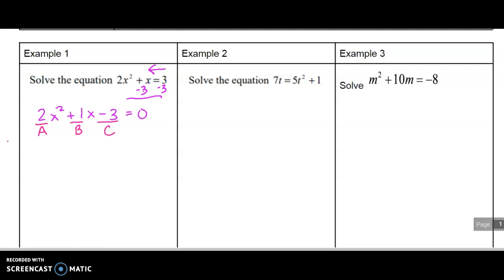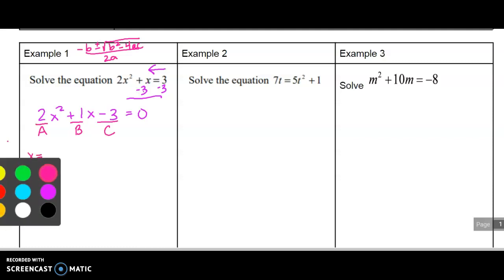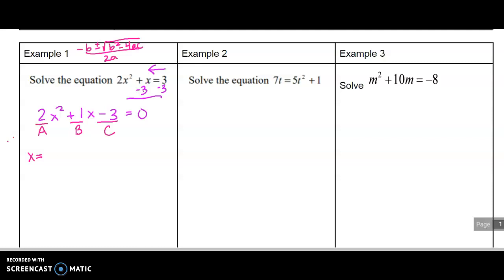So we have to remember our formula. I'm going to write it up here. So negative b plus or minus the root of b squared minus 4ac all over 2a. So we need to plug that in. So we get x equals, so negative b says take the opposite of b. So if b is 1, we're going to write negative 1. Plus and minus b squared minus 4 times a is 2 times c is negative 3. I just put my negatives in parentheses. All over 2 times a, which is 2. Okay, so that's how we start.